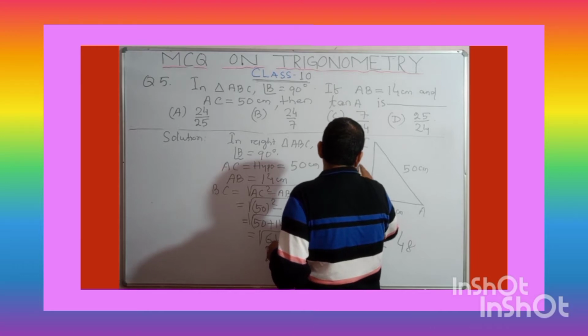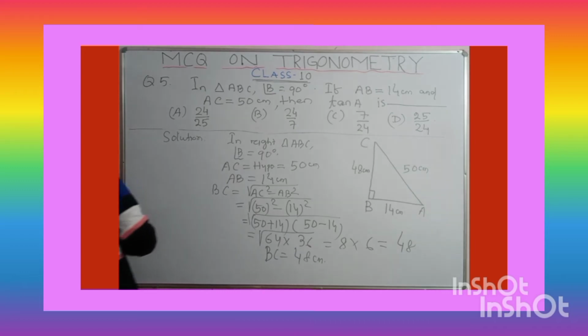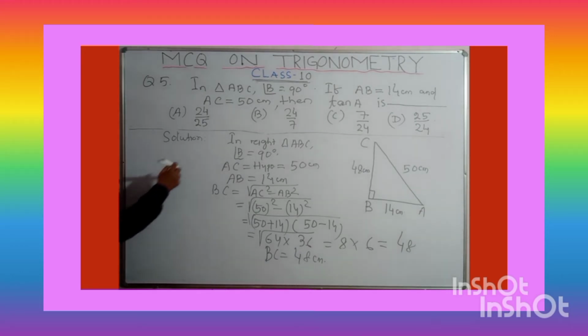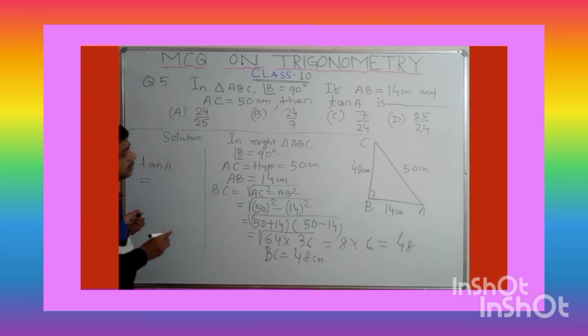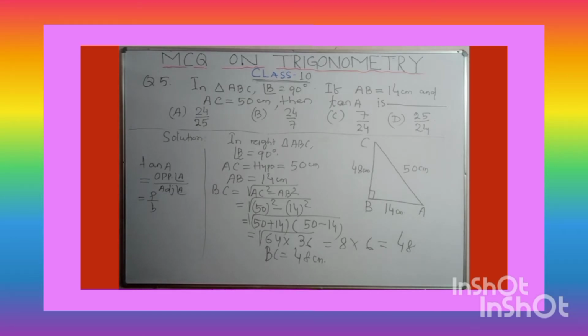Okay, so this is 48 centimeter, the BC value we got. Then the three sides of the right triangle we already got. So now we can find the required value tan A. Here tan A is equal to the opposite side to the acute angle A by the adjacent side to the acute angle A other than the hypotenuse. We shall say P upon B, perpendicular by base.